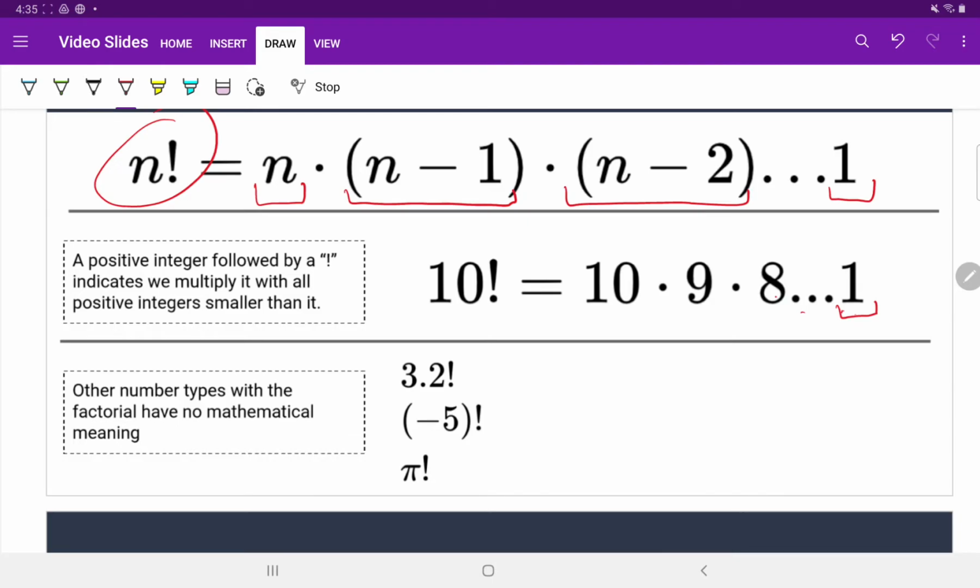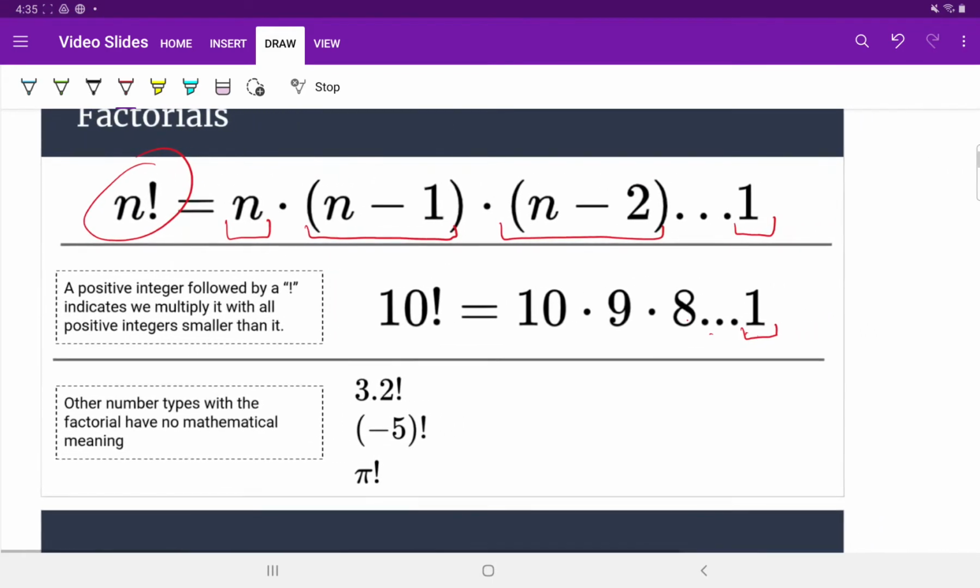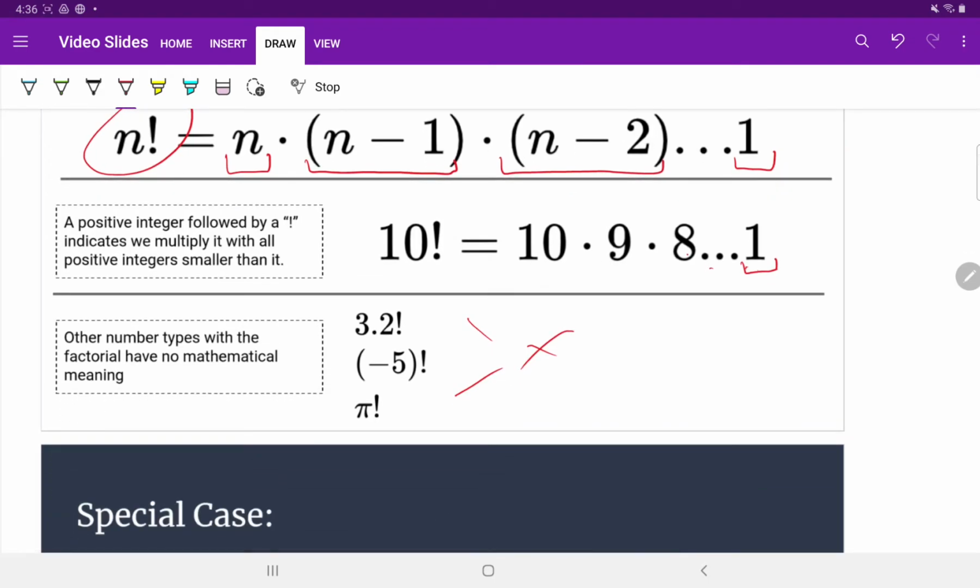And in our class, and at this level of mathematics, things other than positive integers don't mean anything mathematically. So 3.2 factorial, negative 5 factorial, pi factorial, you can just say they have no value, okay? There are some other domains of mathematics that do assign some values to them. But for us in this class, you're always going to just get positive integers and evaluate them.